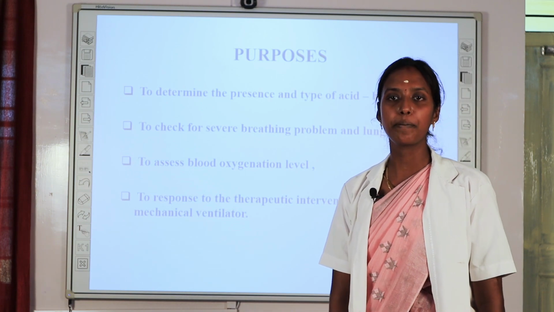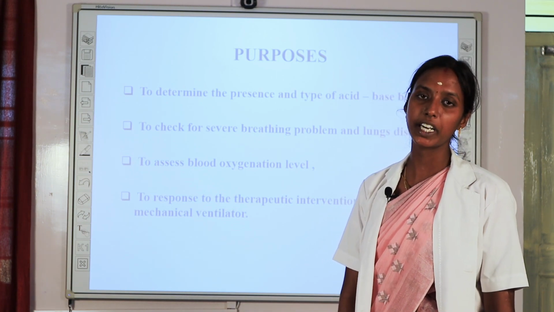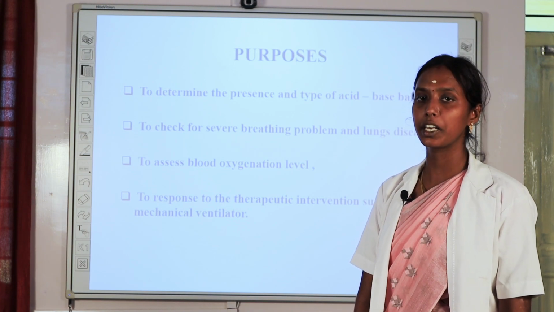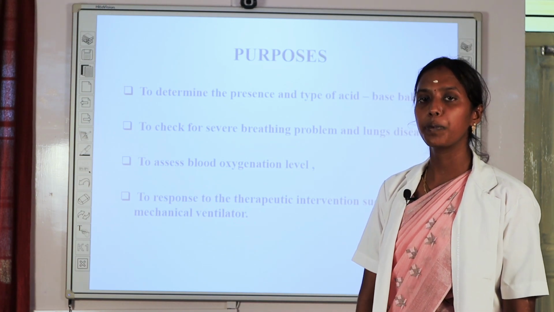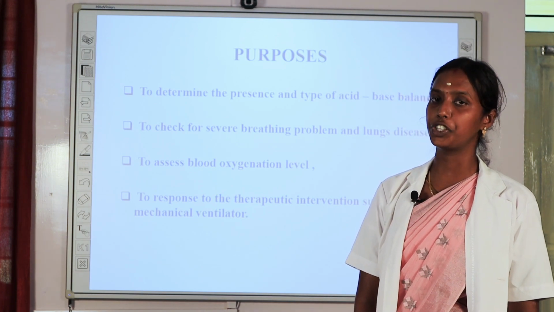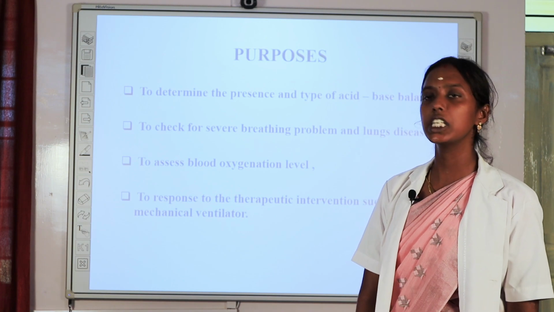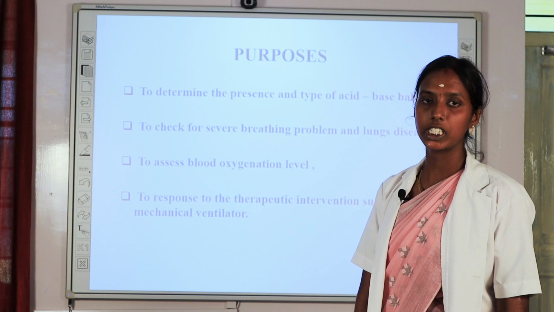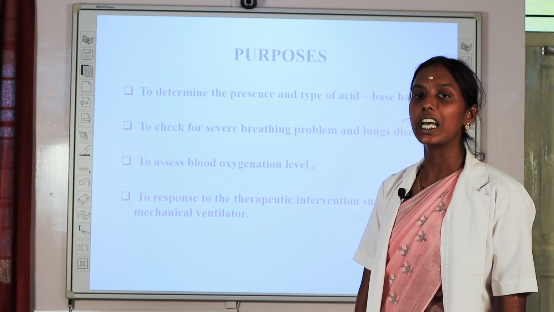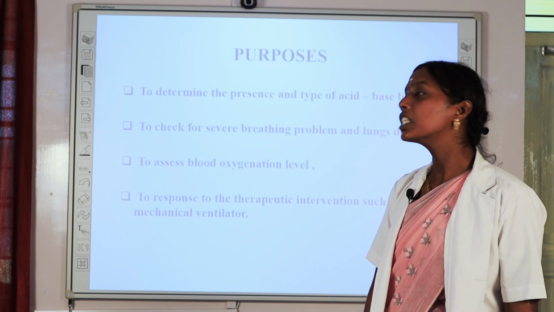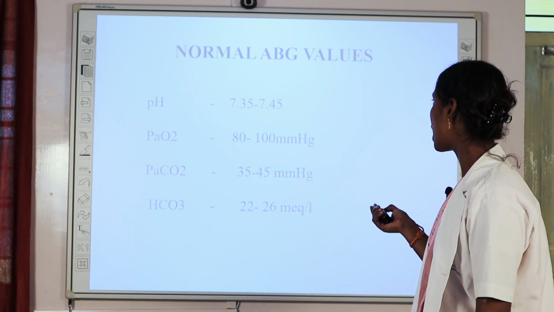For example, if the patient is having a respiratory problem, the saturation will be less than 80%, and the PaO2, the partial pressure of oxygen, will be less than 80 mmHg in the ABG analysis. And next, in case the patient is on a mechanical ventilator, ABG is done for assessing the therapeutic regimen, to see whether there is an improvement for that patient. These are the uses of ABG analysis.